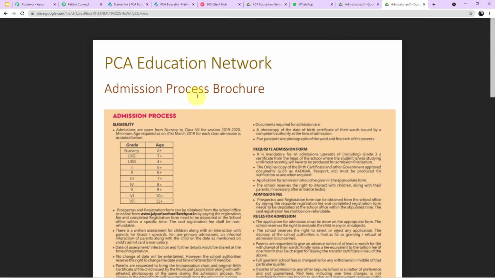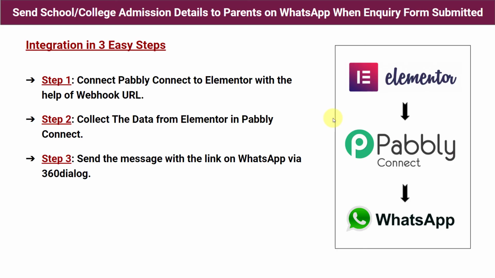So let me tell you the process on my screen, guys. Before we start, let me tell you the 3 easy steps of integration. Step number 1 says connect Pabbly Connect to Elementor with the help of a webhook URL. So first, we'll log in to our Pabbly Connect account. Then we will integrate Elementor with Pabbly Connect.